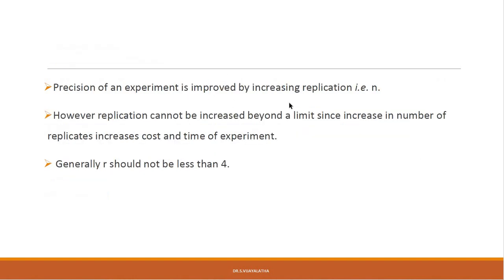Precision of an experiment also increases by doing replication, but we cannot be continuously replicating an experiment because it involves both cost and time, but we have to generally ensure that R is not less than 4. Now, in vitro experiments, as we have already seen, you can replicate it many times, as many times as required. It is easy to do it.